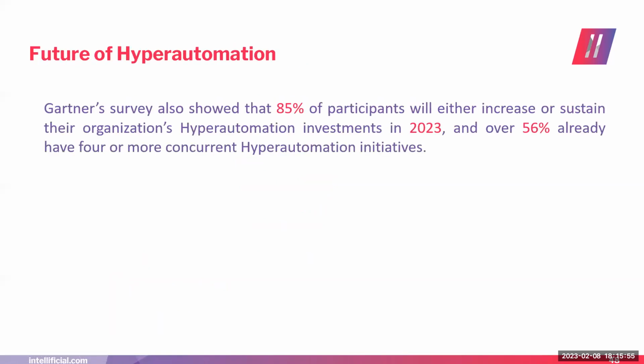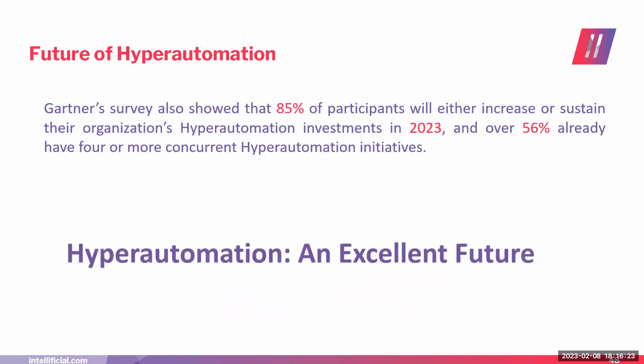The Gartner surveys also showed that 85% of the participants will either increase or sustain their organization's hyperautomation investments in 2023. And 56% of those 85% already have 4 or more concurrent hyperautomation initiatives, meaning they have either RPA, conversational AI, data analytics, or data visualization projects running in parallel. So hyperautomation has an excellent future.